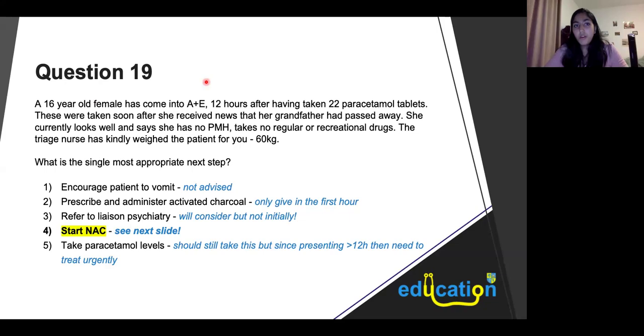Does anyone know why those patients are higher risk?